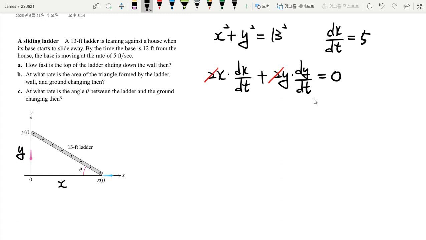And at this moment, base is 12. So when x value is 12, what's the value of y, using Pythagorean theorem? Can you find the value of y? Yeah, y value is 5. So we can use this value in this equation. So when x is 12 and dx over dt is 5 and y value is 5, can you find the dy over dt in this equation?